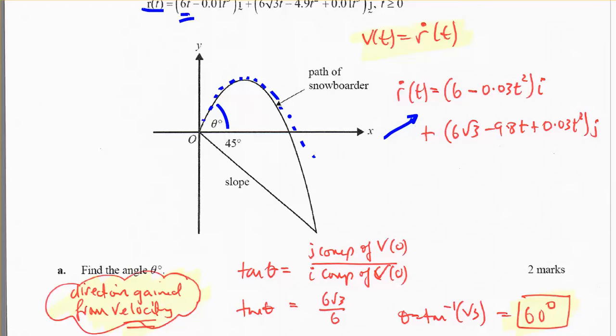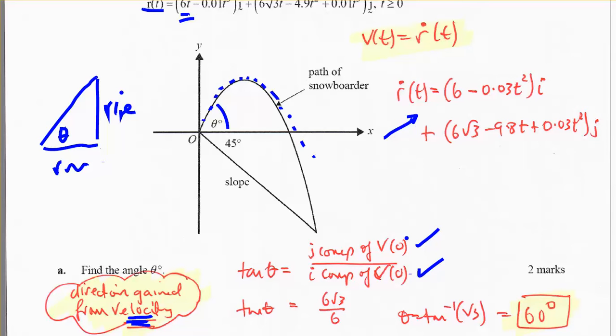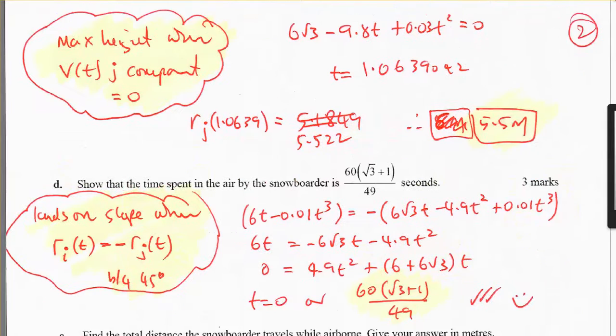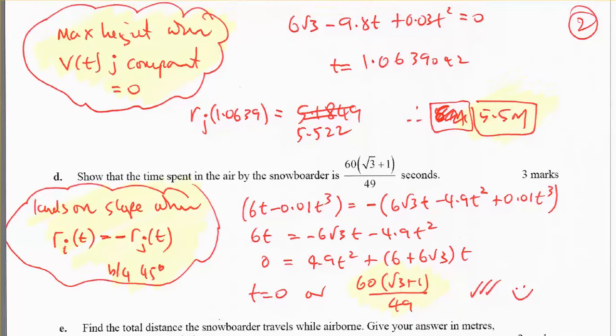Well, for the angle theta, I can do rise over run, so I use tan of theta equals rise over run, and direction is always governed by velocity. So I take the j component of velocity divided by the i component of velocity at time 0, because I want to know the angle when the person left the ramp. That's going to be 6 root 3 on 6, which gives me 60 degrees.